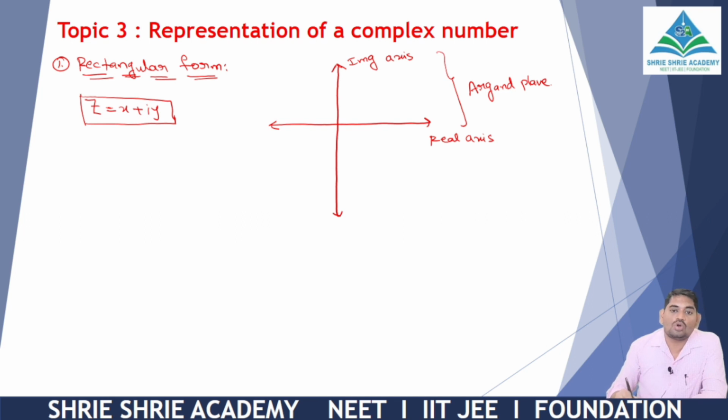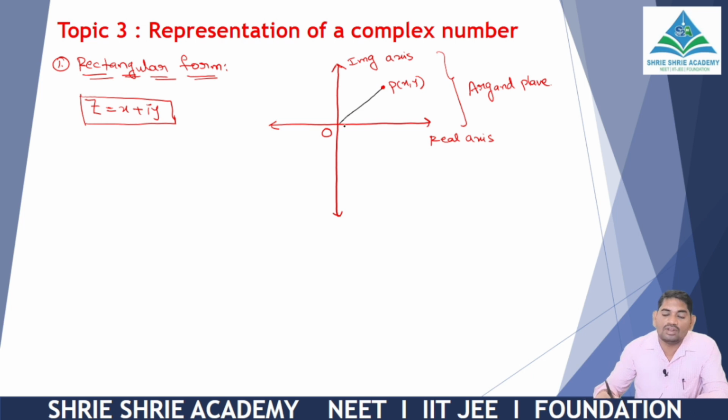See here, Z is equal to x plus iota y. The real part is positive and the imaginary part is also positive. So I will represent Z is equal to x plus iota y, x positive and y also positive, so both are in the first quadrant. So I will keep this point in the first quadrant. This is the point P, x comma y. This is the origin, so from the origin to point P, I will draw one line.